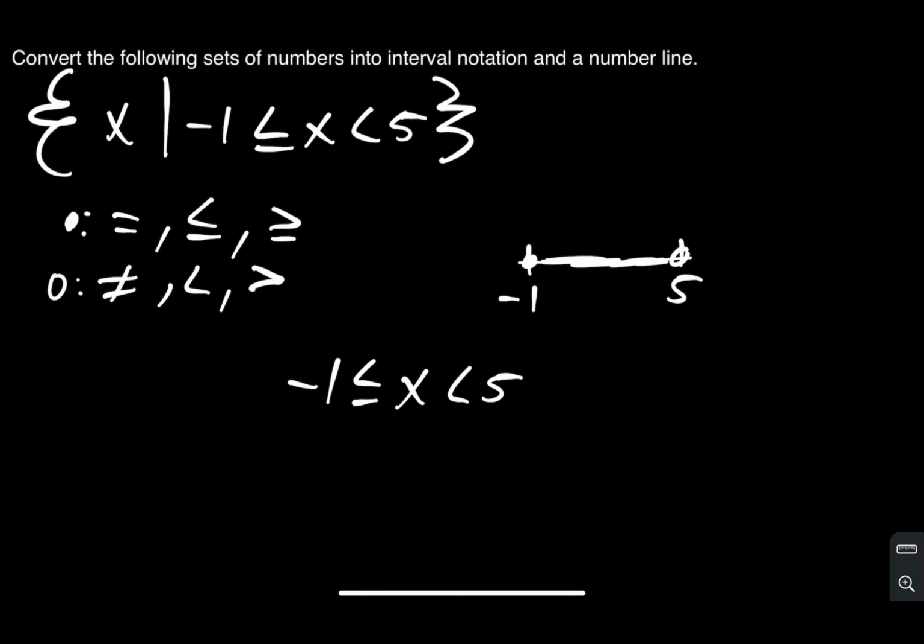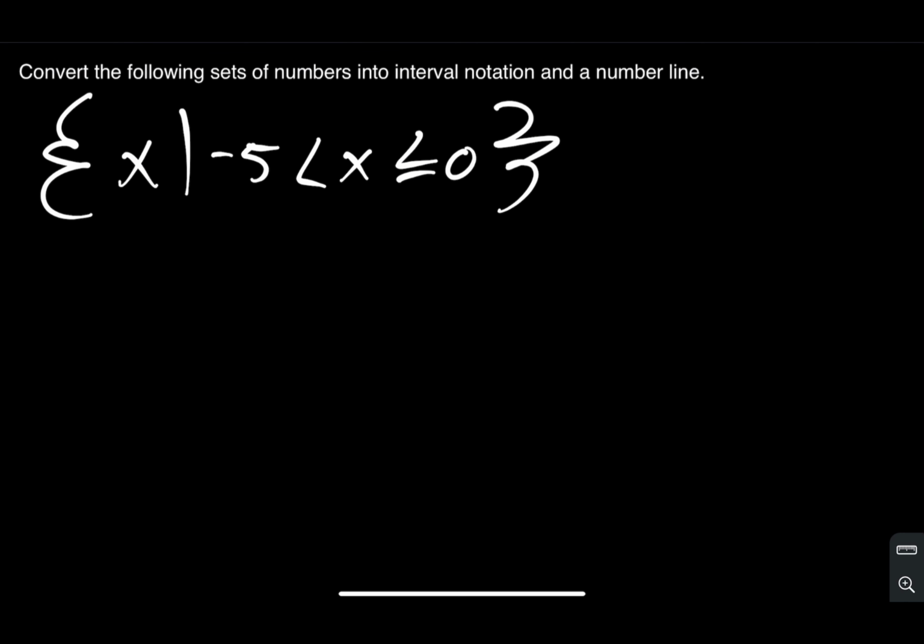Now, all we need to do is draw our interval notation. If you recall, whenever we have a shaded in point, we use brackets, and whenever we have a hollow point, we use parentheses. So we have -1, 5. For -1, we're going to use brackets because we have a shaded in point. And for 5, we're going to use parentheses because we have a hollow point. And that's your answer.